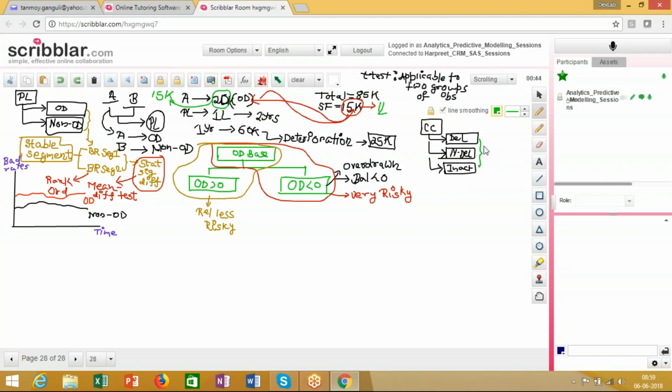That is where the concept of relative ranking comes in. So delinquent segment, non-delinquent, inactive, and if I need to identify the relative riskiness, and check whether these segments are stable segments or not, what I have to do is check for statistical significance in the difference in the bad rates.